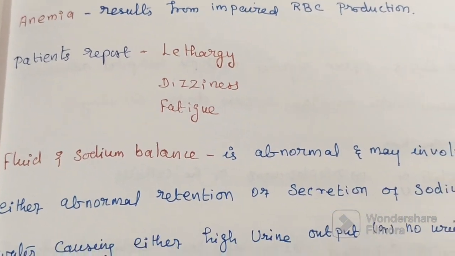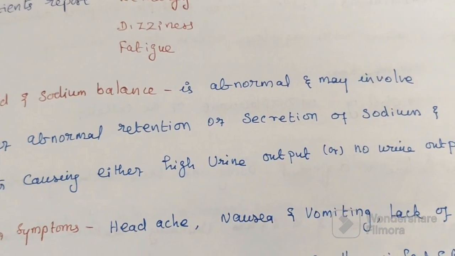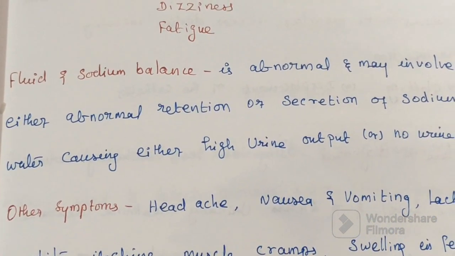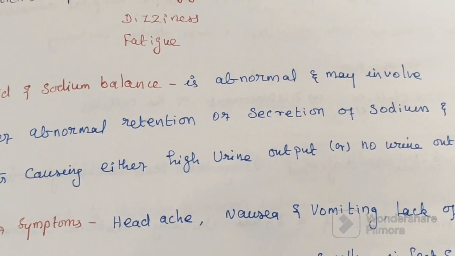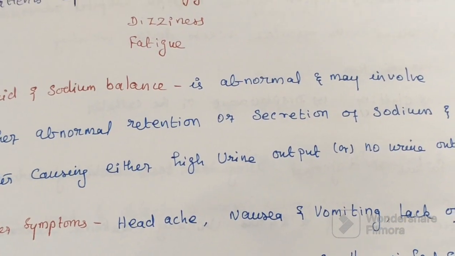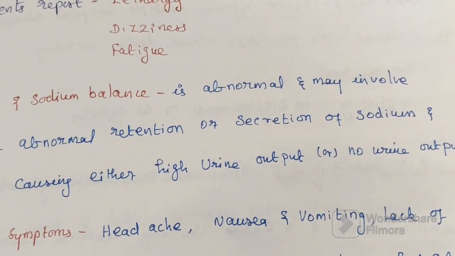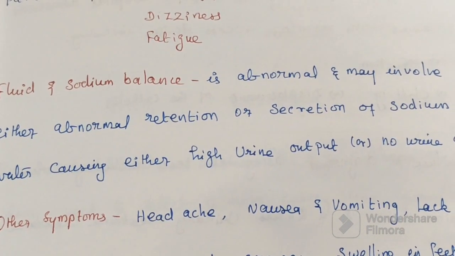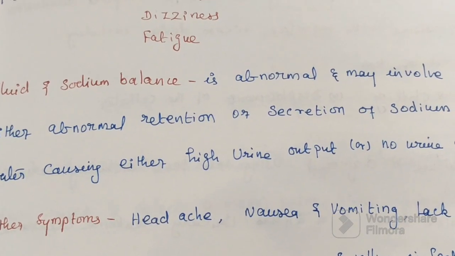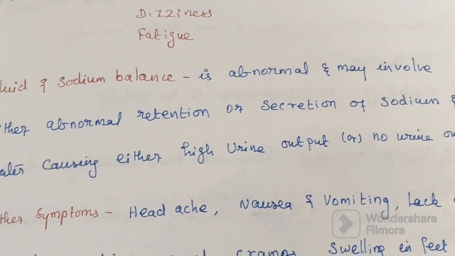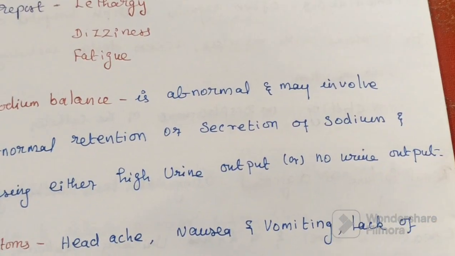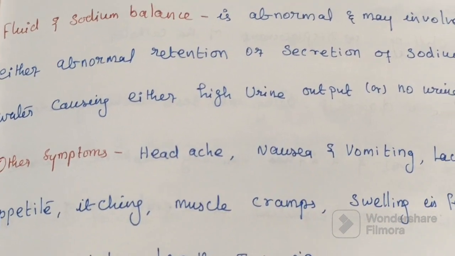Fluid and sodium balance is abnormal and may involve either abnormal retention or secretion of sodium and water, causing either high urine output or no urine output.